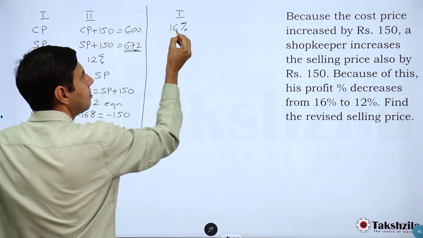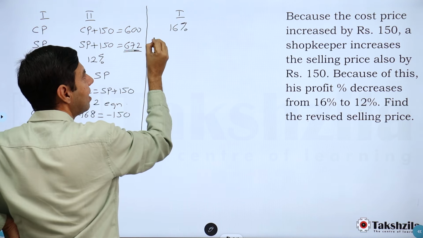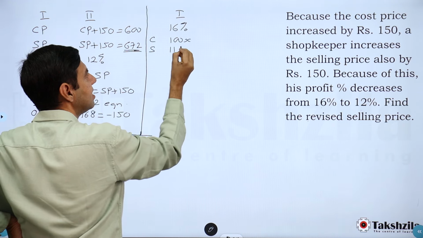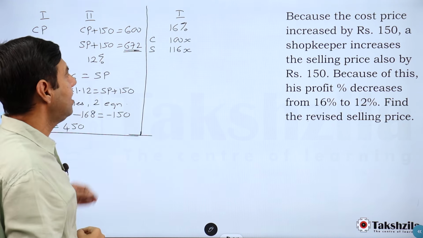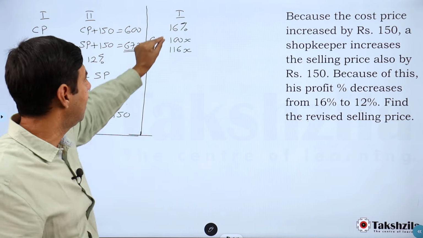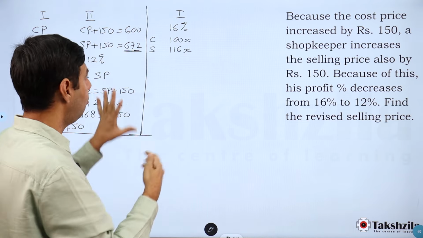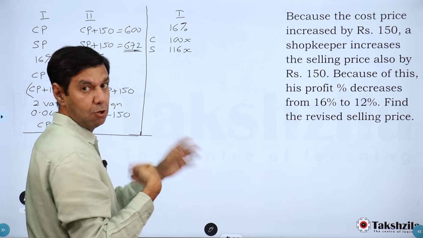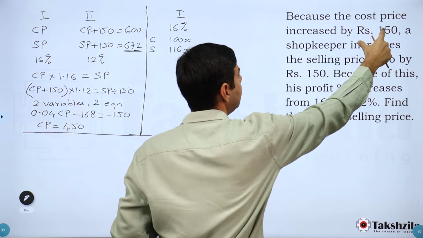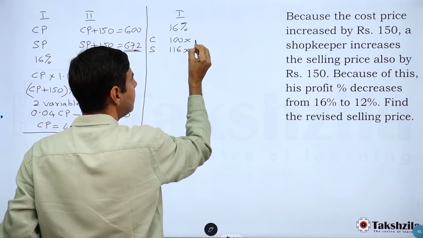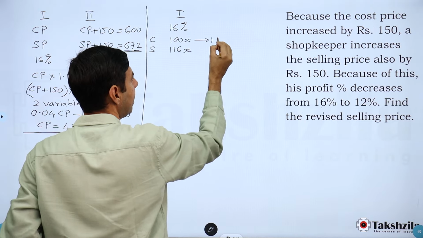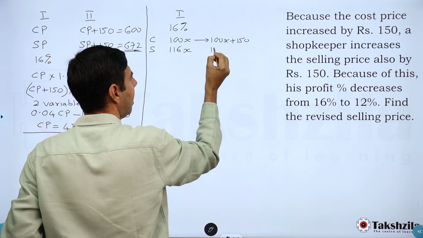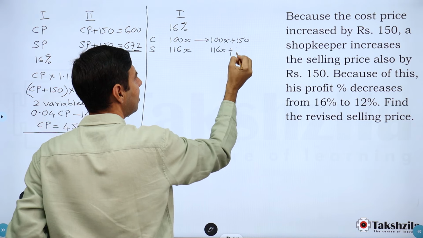If you know the profit percentage is 16, you could have taken the cost as 100x. The selling price would become 116x. Okay, so instead of the CP and SP, at least I have it in x and x. Now you have the stage set. So let's see the improvement. Now how do you go about it? Someone might say these prices are increasing by 150. So someone might end up taking 100x plus 150, and this will become 116x plus 150.